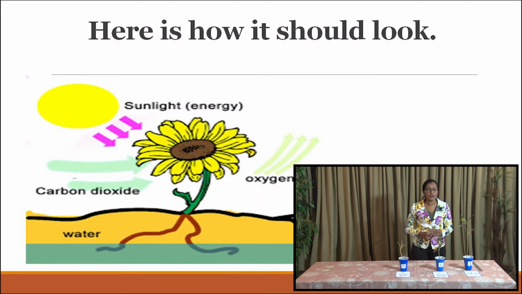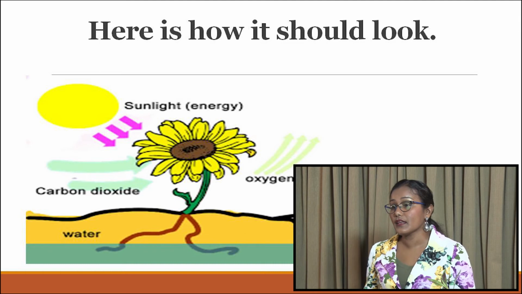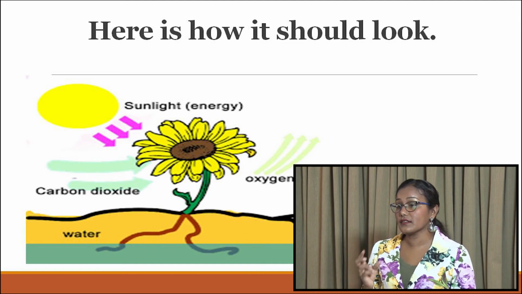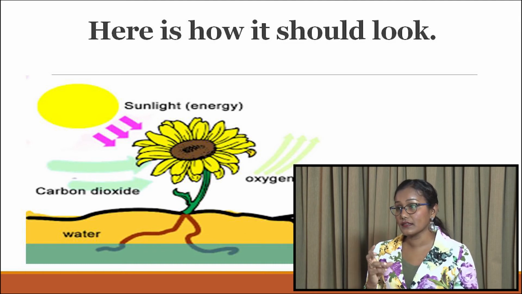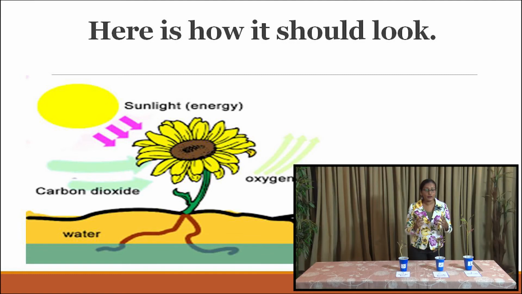Your task for this session: I would like you to draw and label a diagram to show that plants need air, water, and light to grow healthy. Here is an example of how it should look. Here you have the plant, and this is showing that from the sun you're going to get light, from the air you're going to get carbon dioxide and oxygen, and at the bottom you're going to get water through the roots.